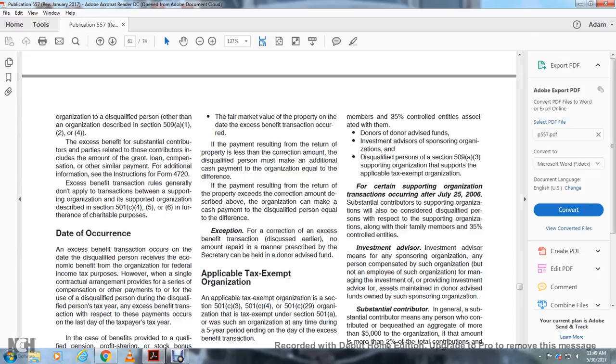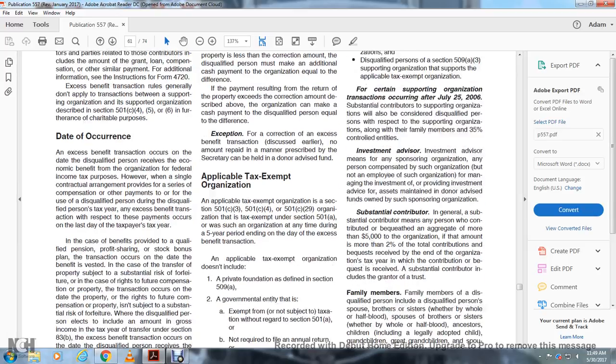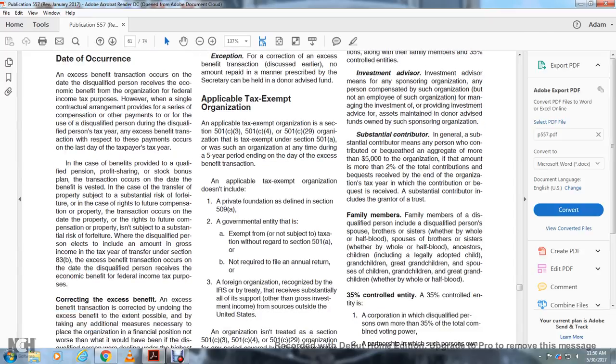Exemption for the correction of the excess benefit transaction discussed earlier. No amount will be paid in the manner described in the Secretary's rules and be held in a donor advised fund. Applicable tax-exempt organization: an applicable tax-exempt organization is a Section 501(c)(3), 501(c)(4), or 501(c)(29) organization that is tax-exempt under Section 501(a), which has been such an organization at any time during the 5-year period ending with the day of the excess benefit transaction.